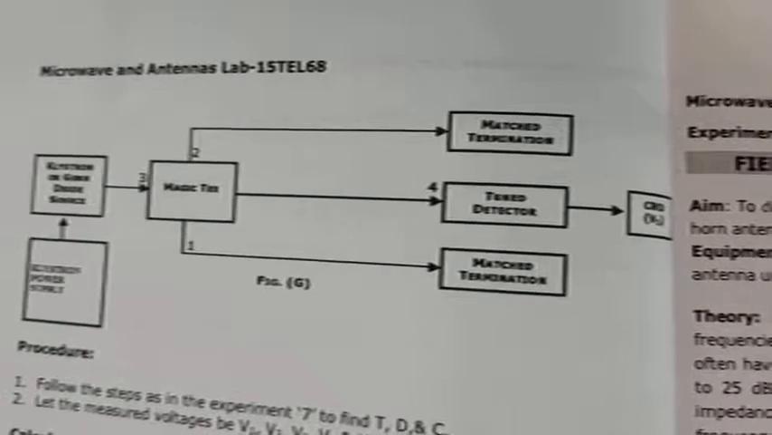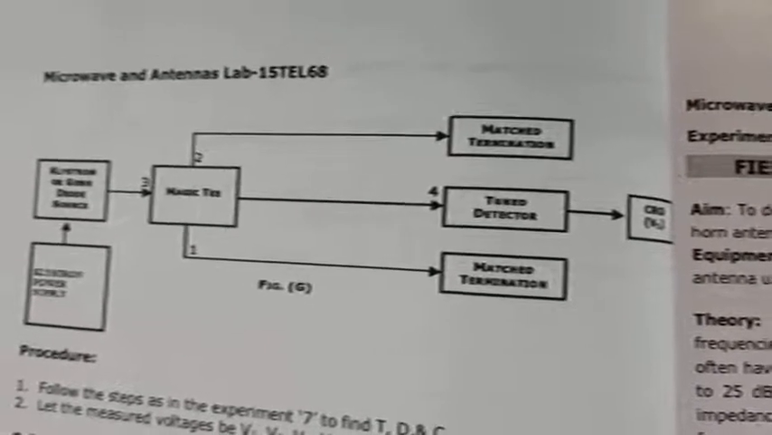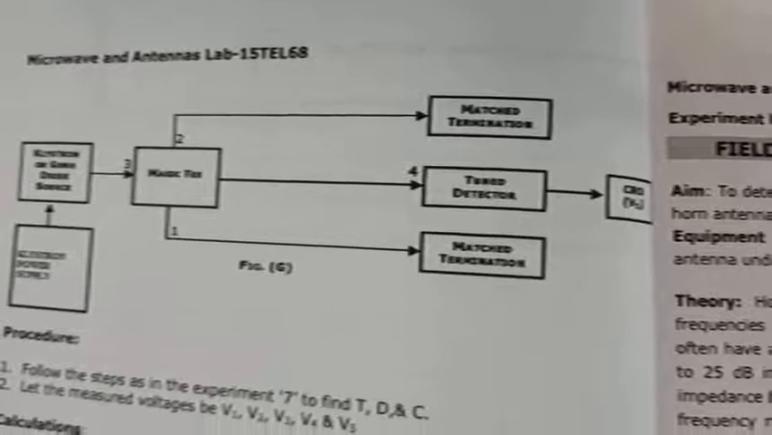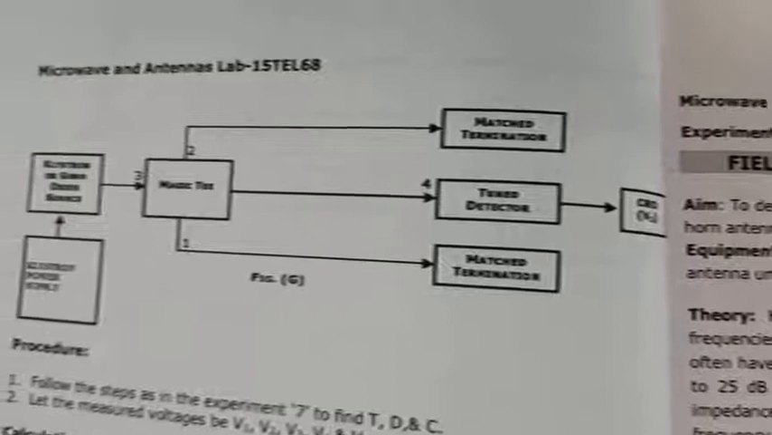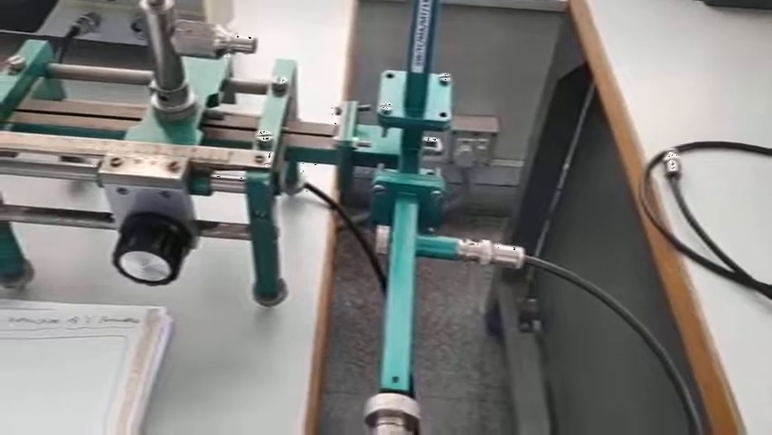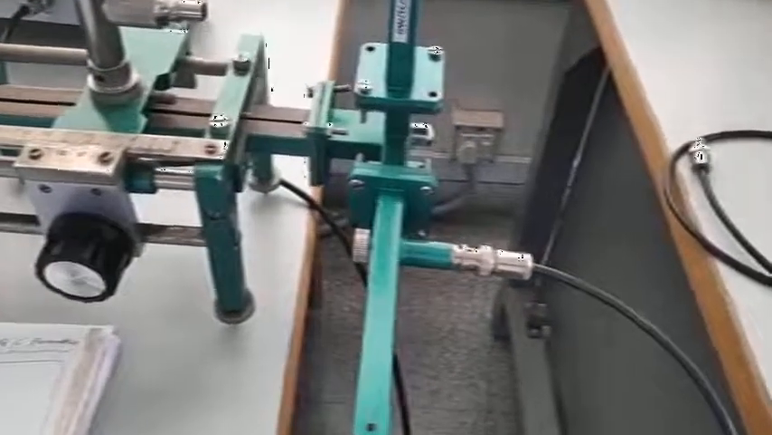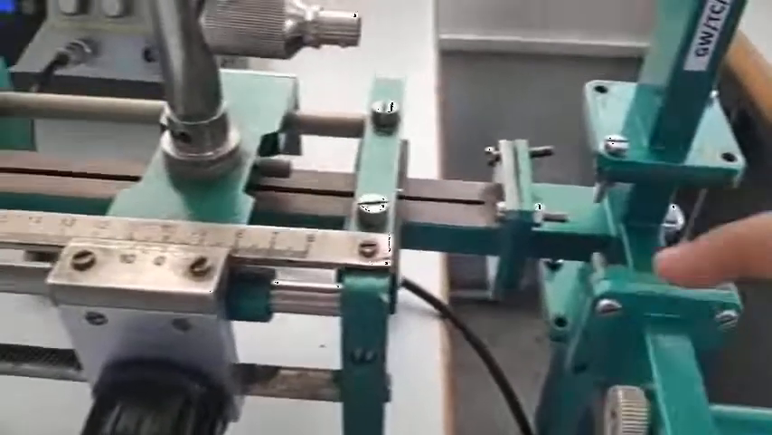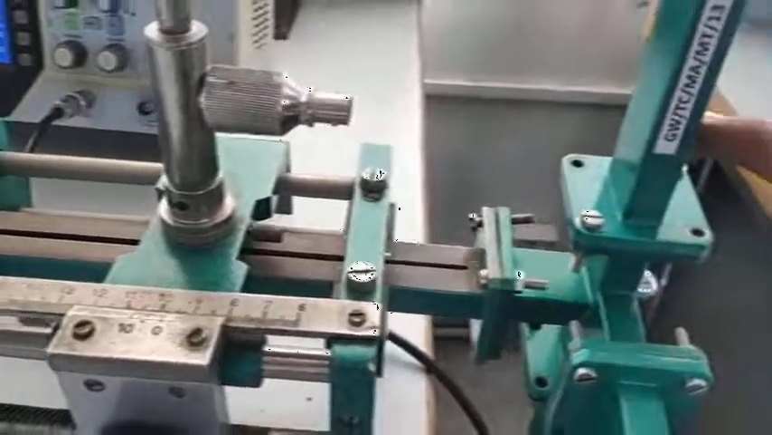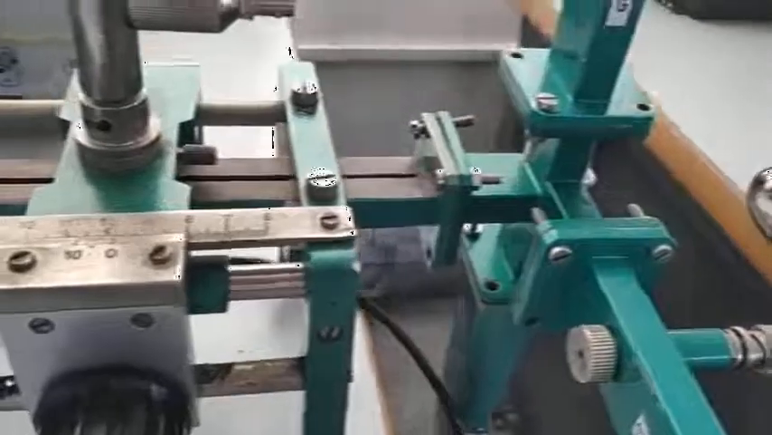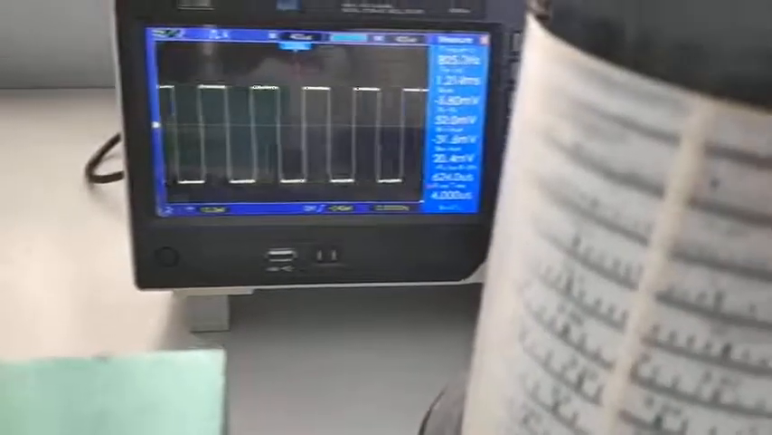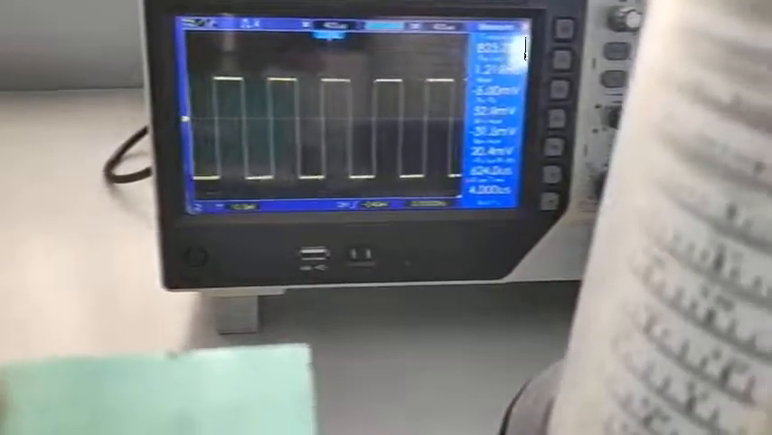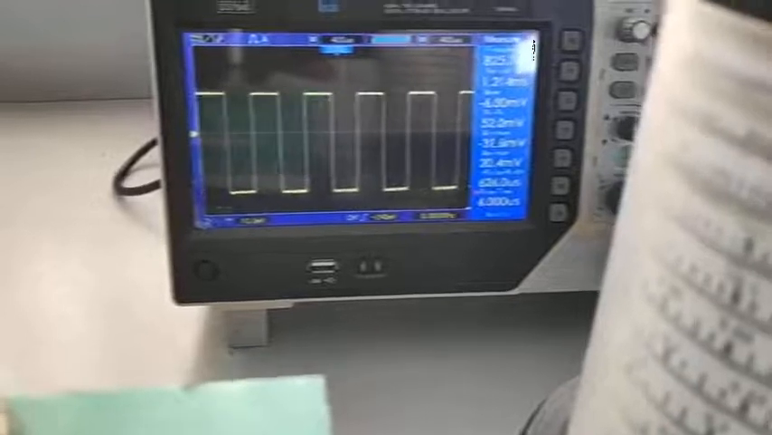In order to find the voltage V5, we need to connect the detector to port 4 when port 3 is connected to the input port. Observe here, the detector is connected to port 4, and port 3 is connected to the input port. Port 1 and port 2 are connected to the match termination. Now observe the voltage V5. The peak to peak voltage here is 52 millivolt. That is our voltage V5.